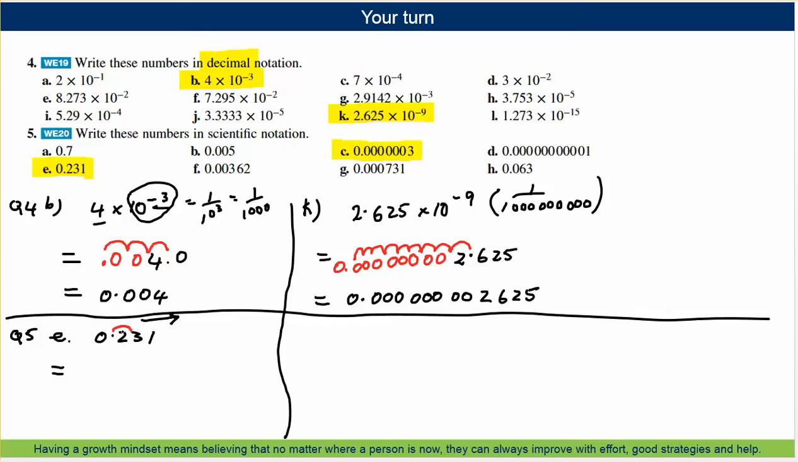So that leaves me 2.31, which is what we want. That's now scientific notation. The first part is in scientific notation, and I'm between 1 and 10. And effectively I need to divide this by 10, and dividing by 10 is 10 to the power of negative 1.